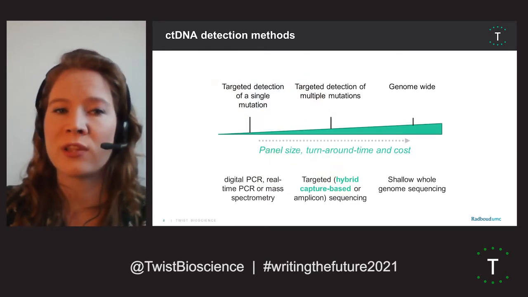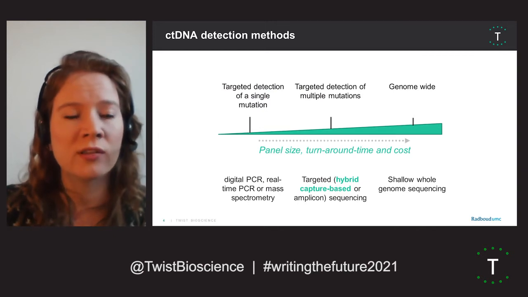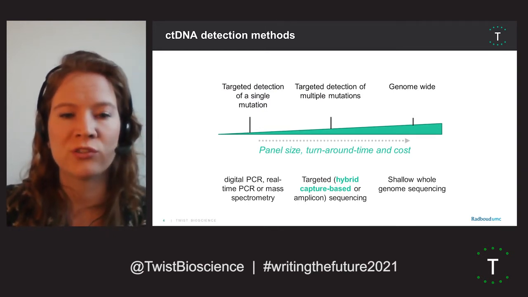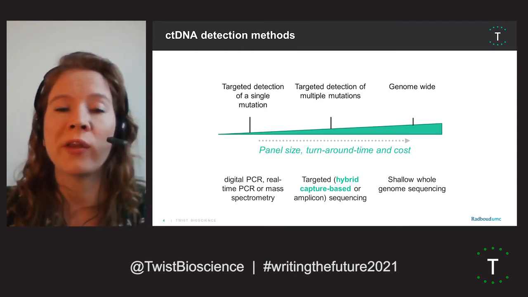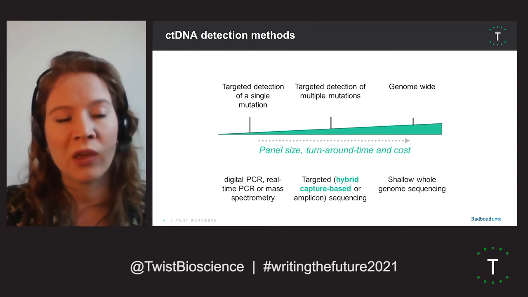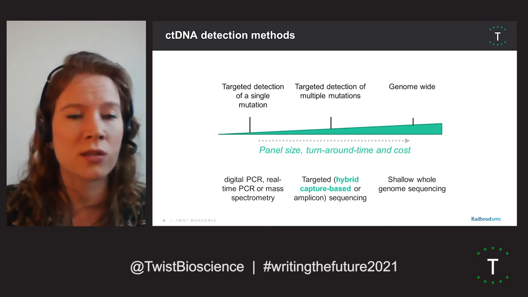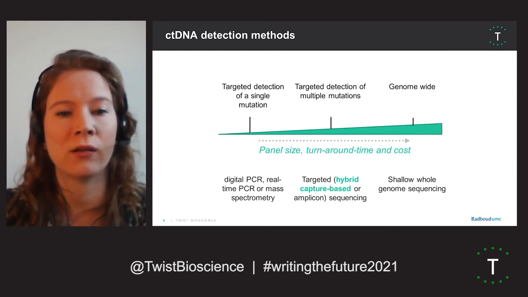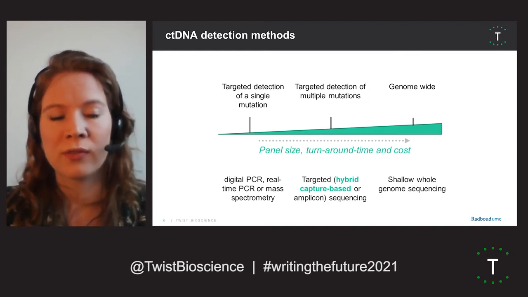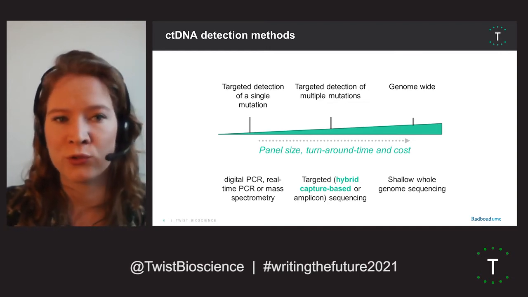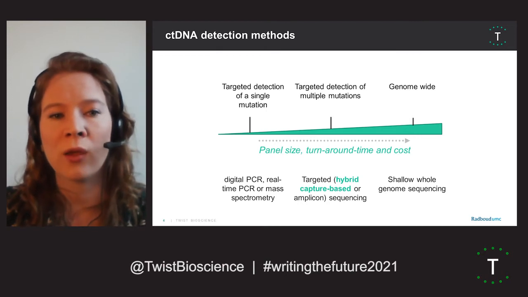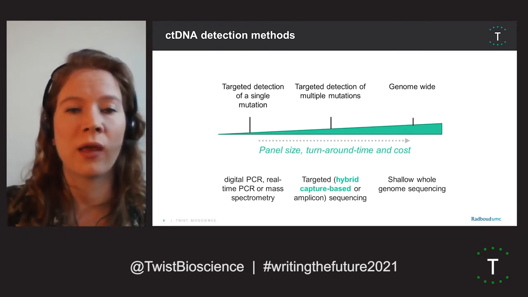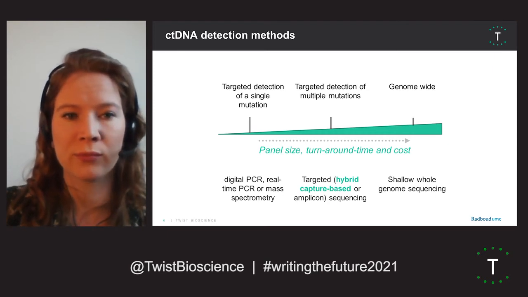There are different approaches that can be used, ranging from targeted detection of a single mutation, targeted detection of multiple mutations, even towards a genome-wide approach. Keeping in mind that if the panel sizes increase, you also will impact your turnaround time and the cost. So these are also types of approaches that are used, ranging from digital to real-time to mass spectrometry PCR, towards targeted and shallow whole genome sequencing.